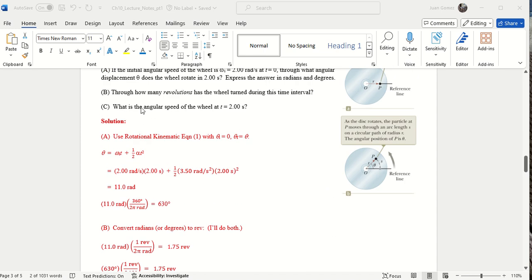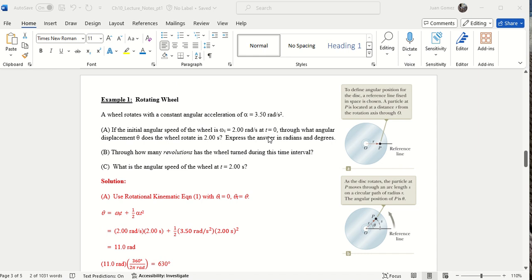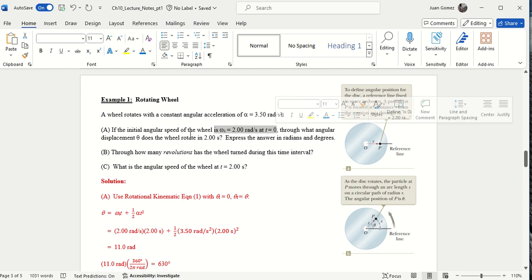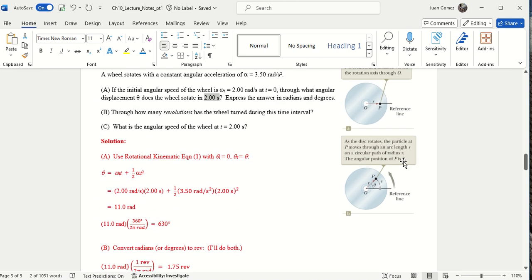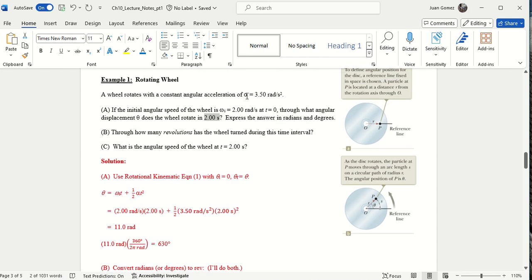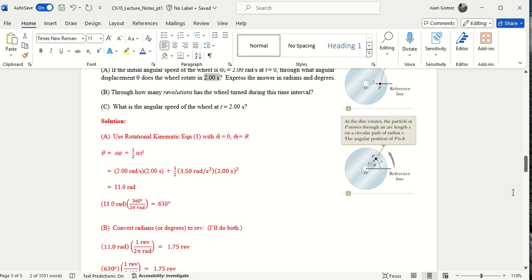And then part C, I want to know omega final. I want to know what is the angular speed at t equal to 2 seconds. Because it started at t equal to 0, rotated for 2 seconds. Omega I was the value at t equal to 0, and I want to know what is omega f at t equal to 2 seconds. So I want omega f. I know alpha, I know omega I, and I know t.